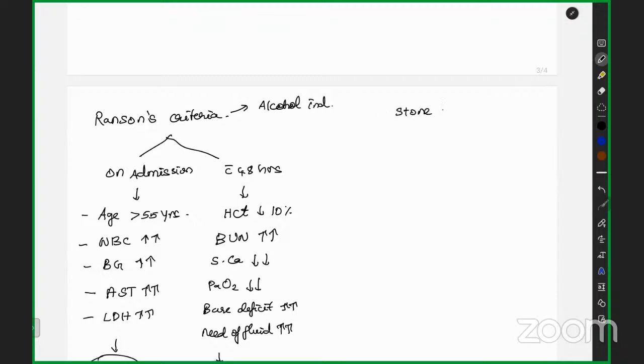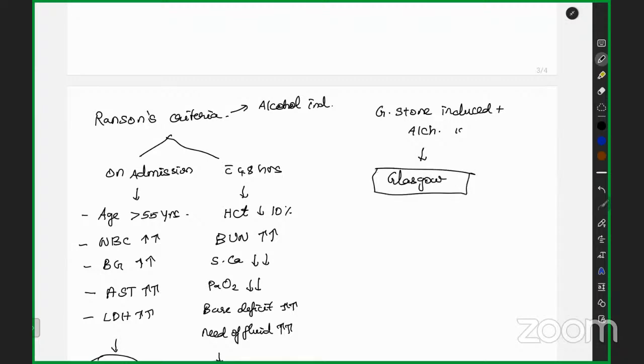So when it is going to be gallstone induced, or when it is going to be alcohol induced, for both of these you're going to go for the criteria called Glasgow criteria. So Glasgow criteria is the one we are going to use.